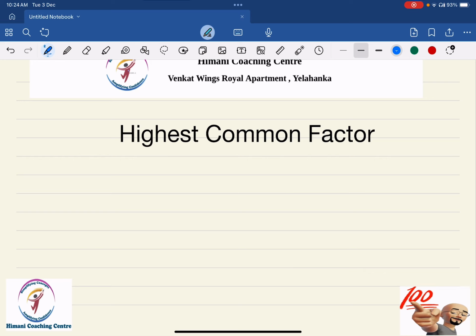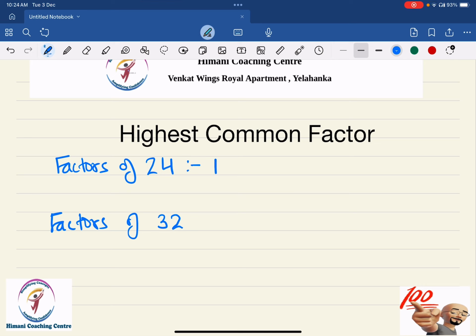So kids, now we will talk about highest common factor, starting from where we left in the last video. Let us say I want to find factors of 24. Also, let us find factors of 32. As we discussed, 1 is a factor of every number and every number is a factor of itself. So 1 is a factor, 24 is also a factor. Let us write that down.